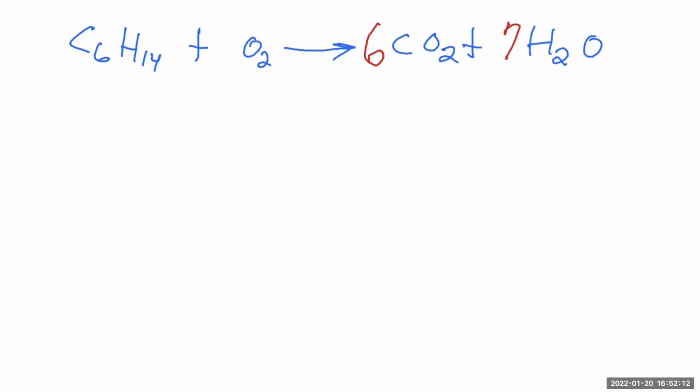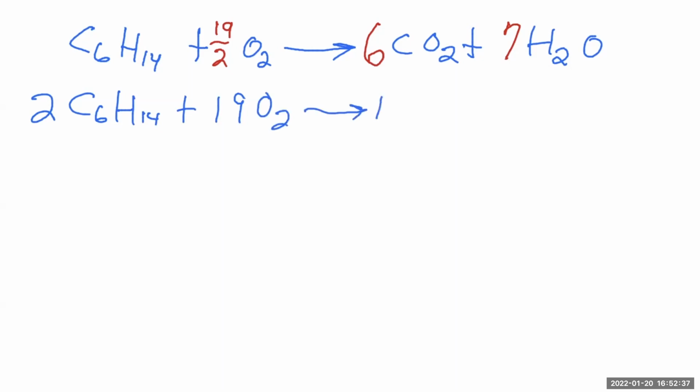Right, there you go. So how do we make 19 oxygens on the left-hand side? It would have to be 19 over 2. Exactly. And then what do I do? Multiply everything by 2. So 2 hexanes plus 19 oxygens goes to 12 CO2s plus 14 H2Os.